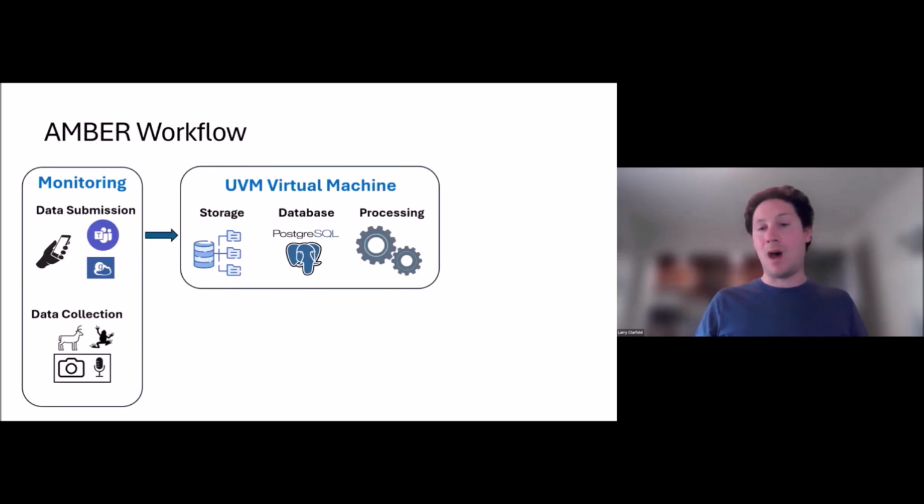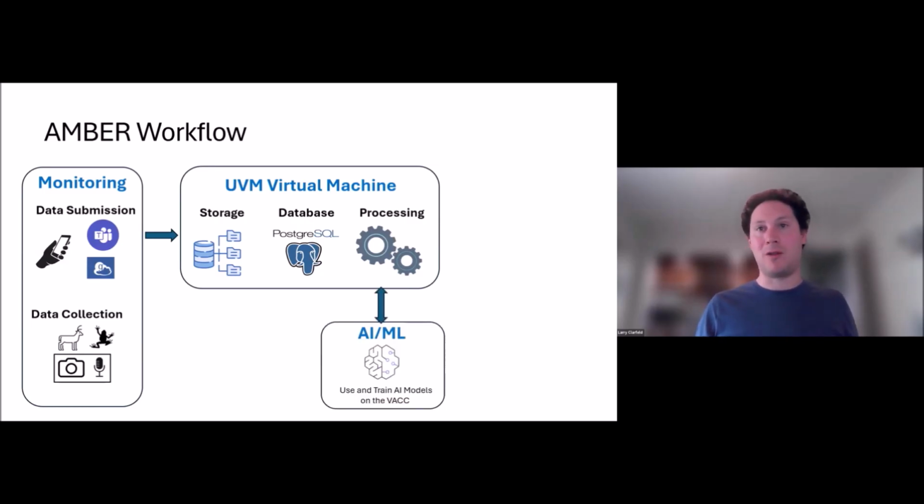Once the data is uploaded, we use our UVM virtual machine, which houses our database and connects to our storage, to run all the processing of that metadata. It gets all the photos into your database, into the right storage, and at the same time, we analyze them with any machine learning models.